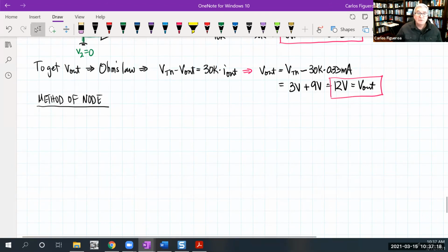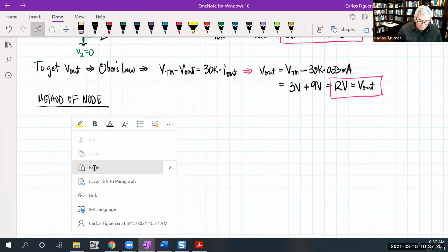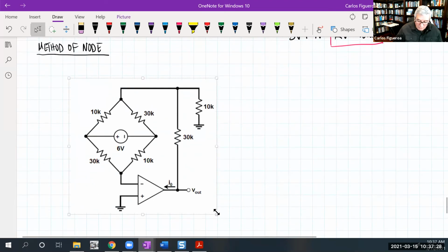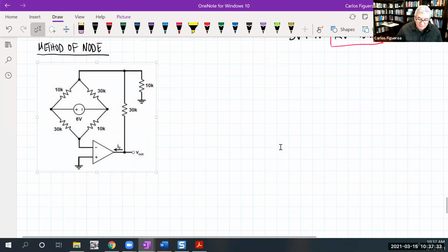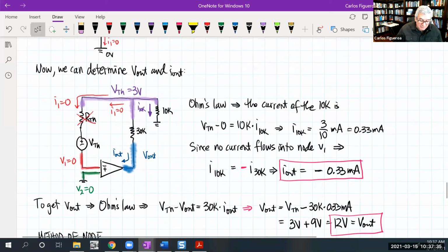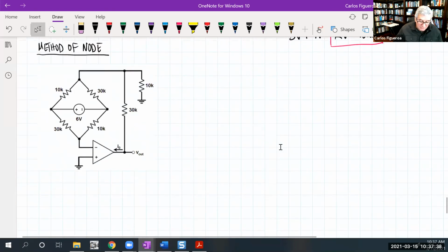So what we want to do is go get that circuit again and identify nodes. As before, we don't write a node equation for the output voltage. We know that this node here is ground, and this node here should also be ground, but that's not how we write it as a node equation.